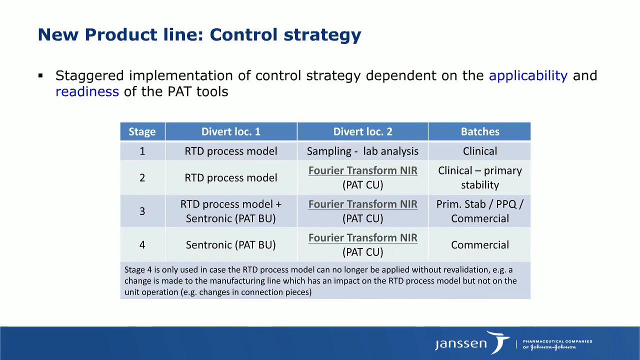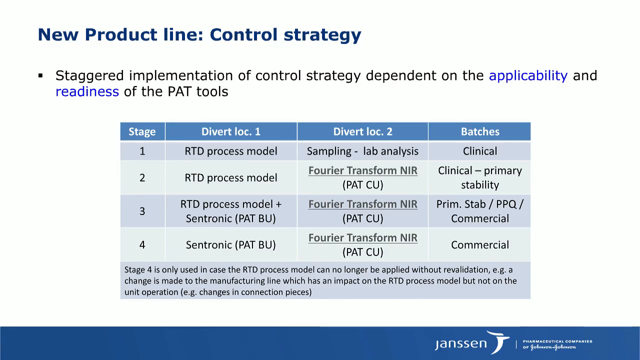So in the second stage of the control strategy, we use the RTD process model and we use the PAT-CU tool. We envision that we can use this for clinical and primary stability. In the most ideal case, we will have the PAT-BU tool and the PAT-CU tool both validated at the same time so that they can be used. And then we come to control strategy number 3, which is the preferred control strategy that we want.